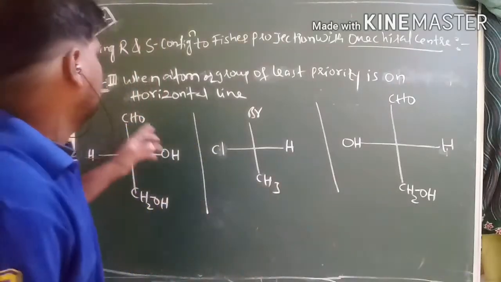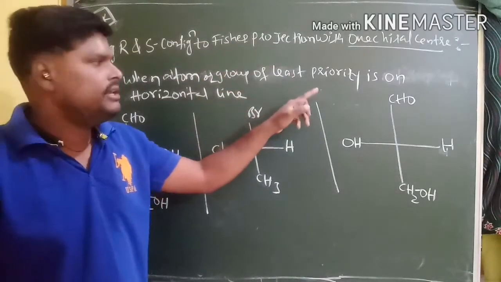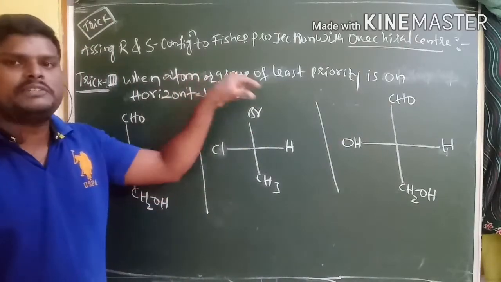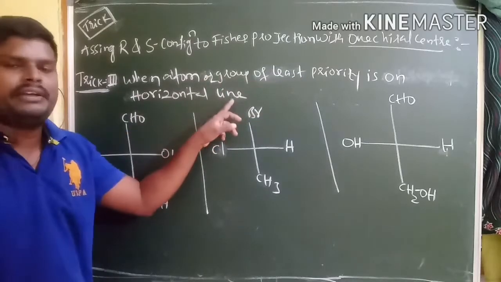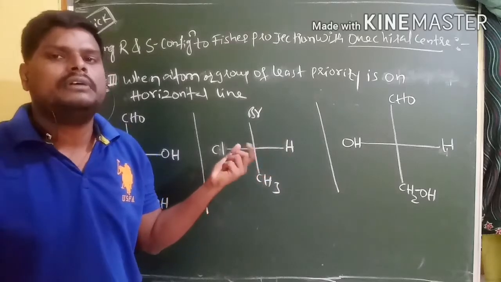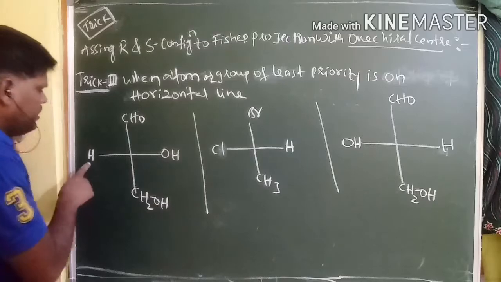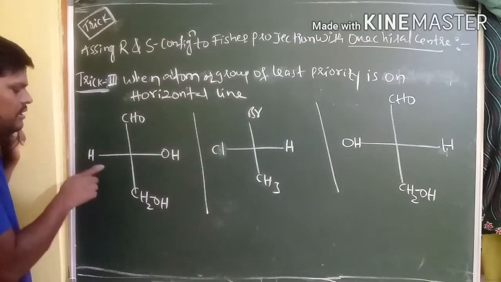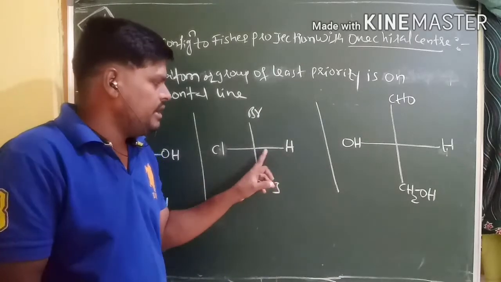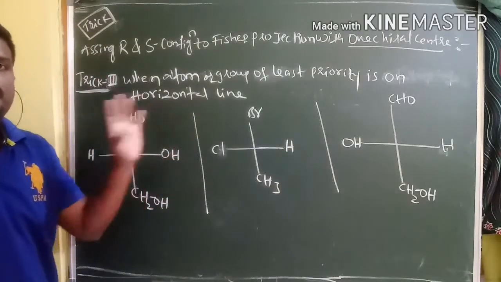Trick number 3. So what is our trick number 3, sir? When the atom or group of least priority is on the horizontal line, either left side or right side, you can use trick number 3. That means, for example, here hydrogen is the least priority, and it is on the left side of the horizontal line. Here hydrogen is the least priority, and it is on the right side of the horizontal line. So either left side or right side.